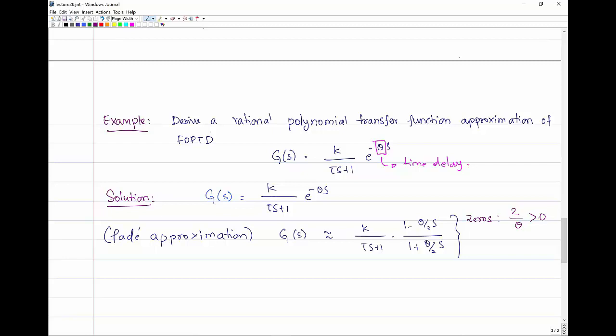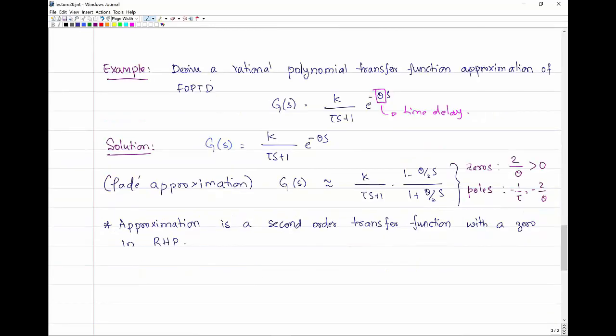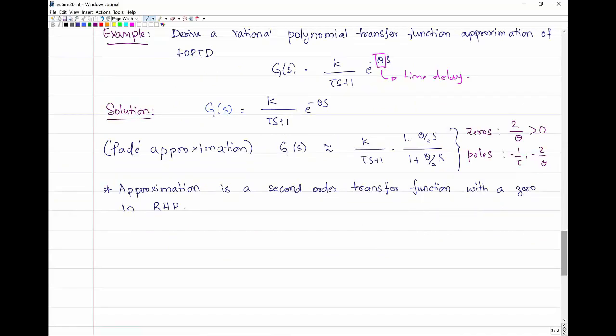Clearly, this new transfer function has a 0 at 2 over theta, although the original transfer function has no zeros. It also has not only one pole, but two poles, unlike the original transfer function, which had only one pole. The approximation of the original first order plus time delay transfer function led to a second order transfer function with a 0 in the right half plane and two poles in the left half plane. Now, because it has a 0 in the right half plane, it is likely to lead to an inverse response.